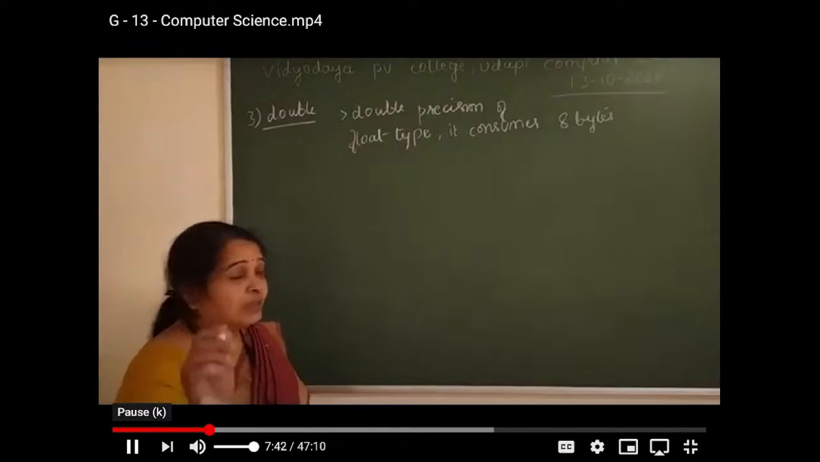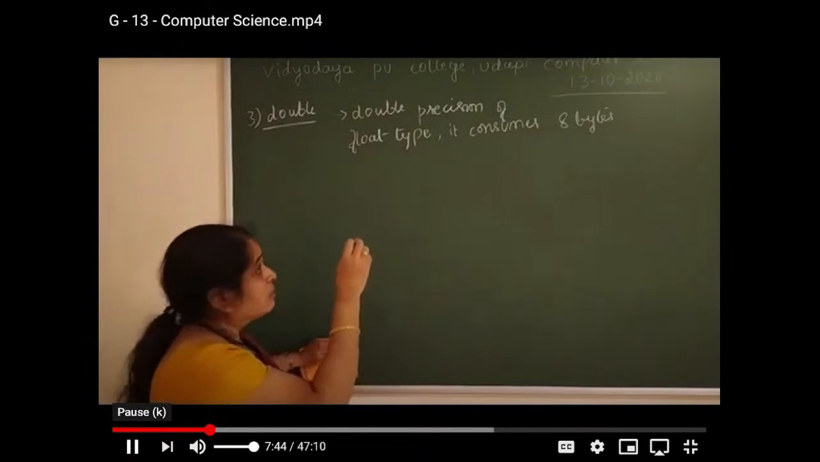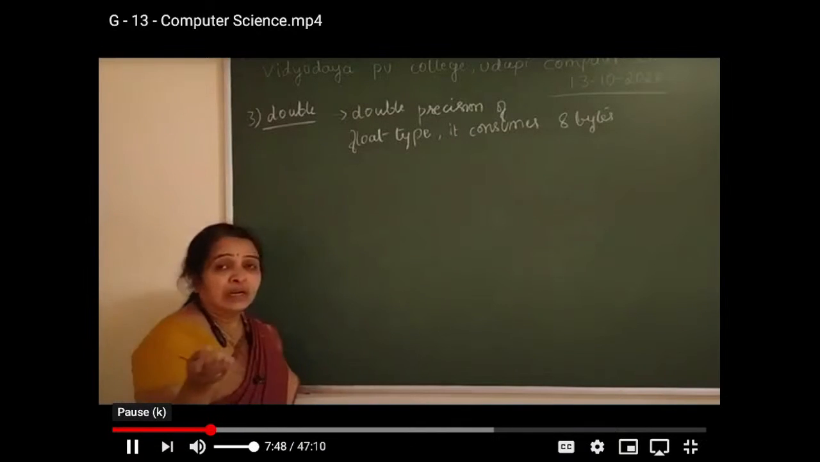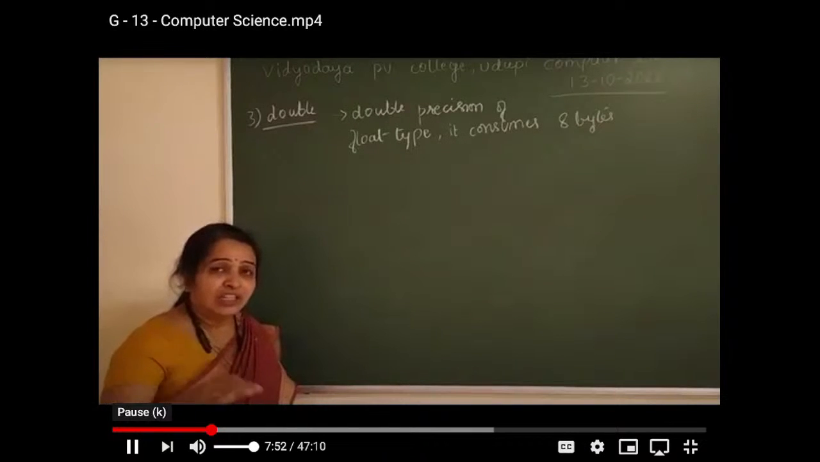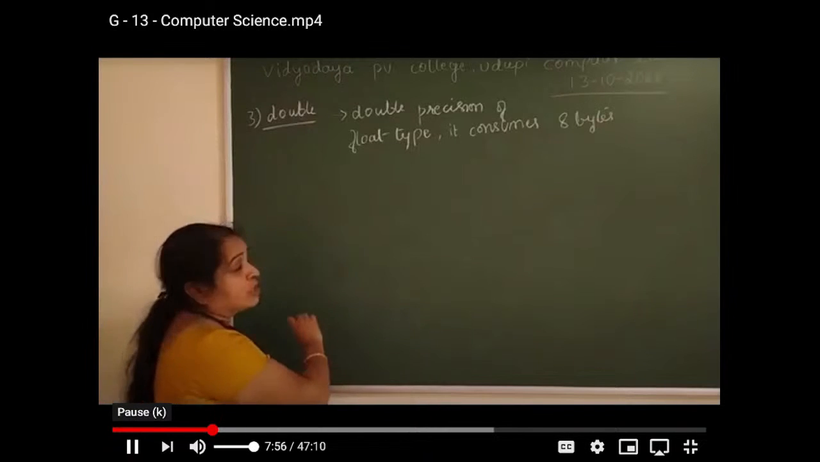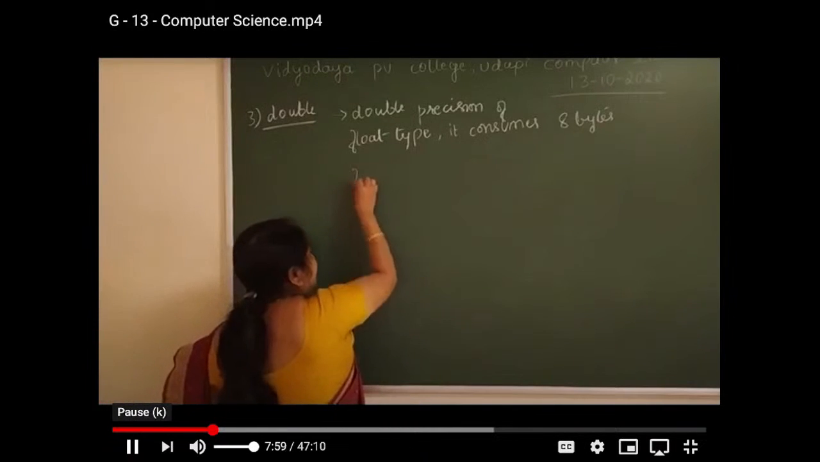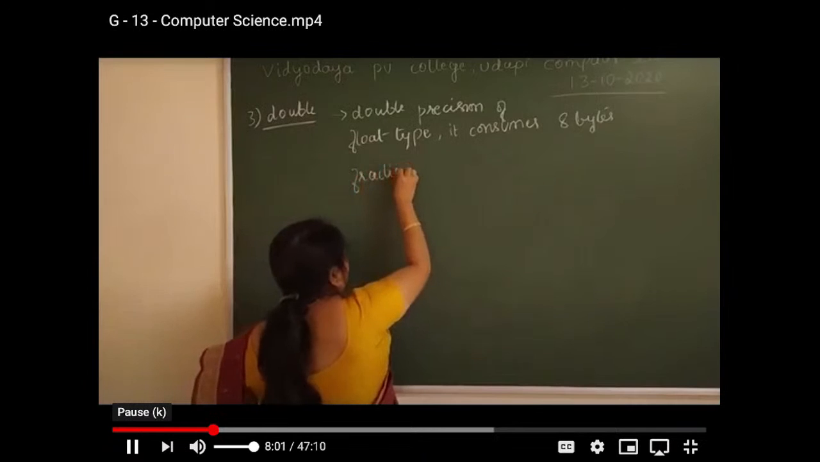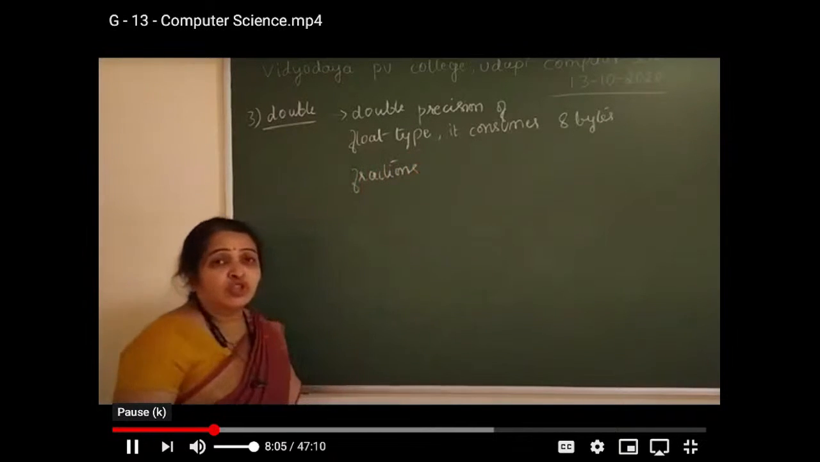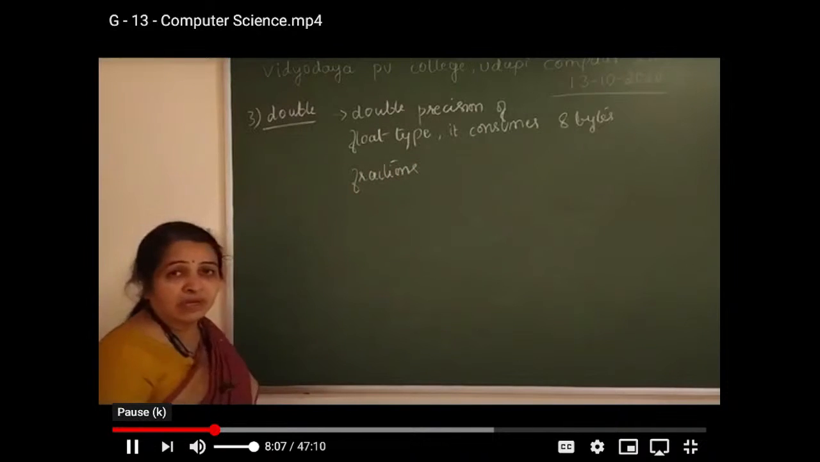Clear? Then the possible operations, the remaining functionality of float and double, are one and the same. So the possible operations are addition, multiplication, subtraction and division. They are also used to represent the fractions. So this is about the double.